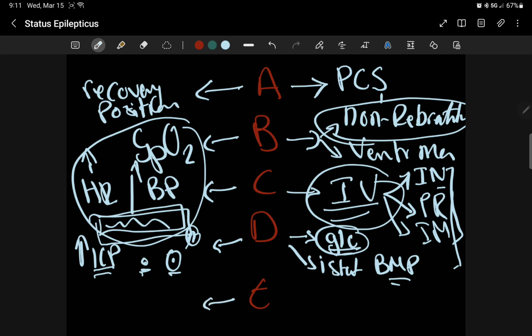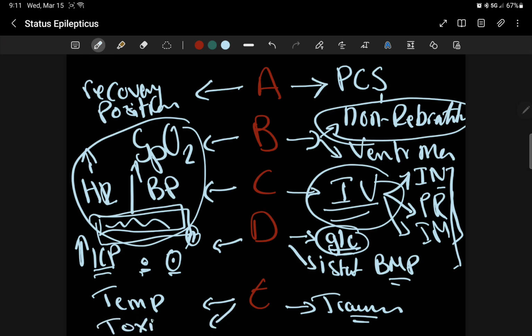And then E is exposure. So you'll get the patient's temperature and you'll check for trauma, signs of trauma on the patient. You can also check for toxins. Toxins will come afterwards, so we'll check it in the UDS after the patient is stable. It's not an emergency at this moment, unless you're thinking it's a seizure secondary to a toxin overdose and you have that valid history and you want to give them an antagonist or an antidote to help as well.